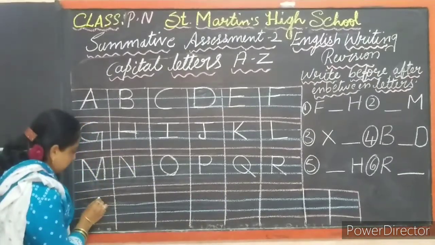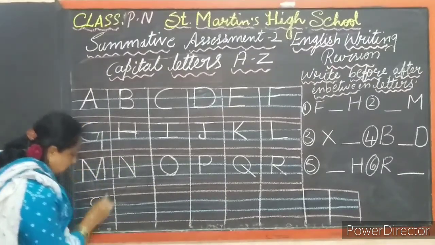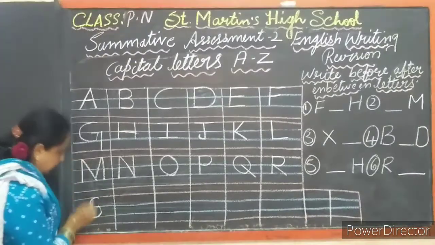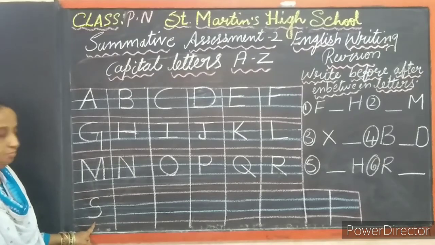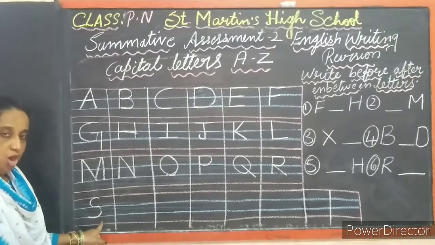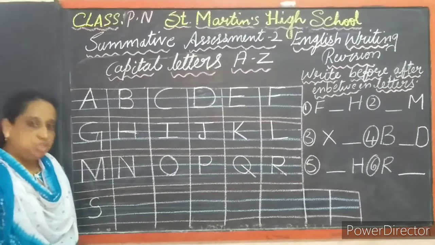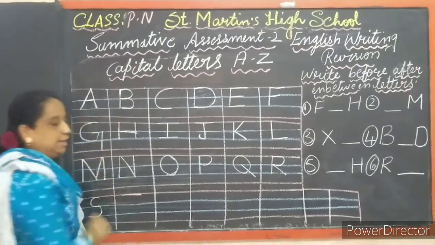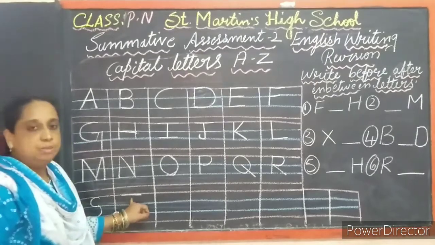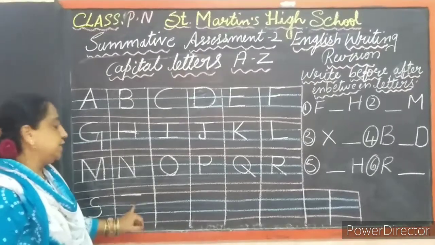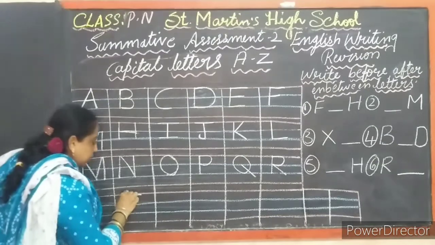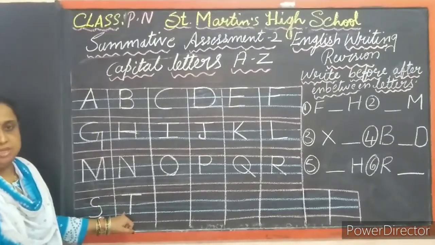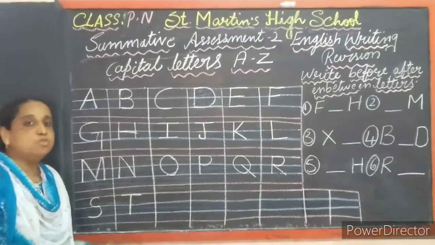S. For S, first you write C curve and one right curve joining to the C curve makes letter S. Understood, children? S. After S, what letter will come? T. For T, you should write the sleeping line to the top red line, then joining to the sleeping line, draw one standing line to the second blue line. This makes letter T. After T, the letter comes U.